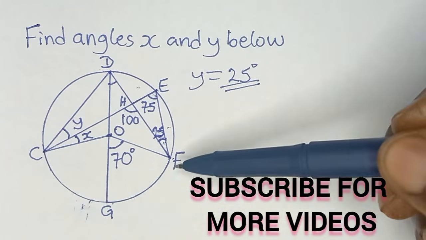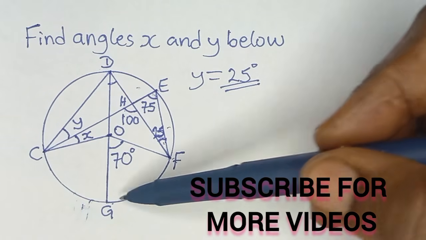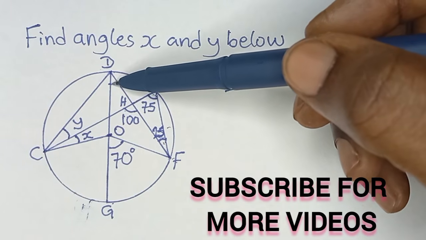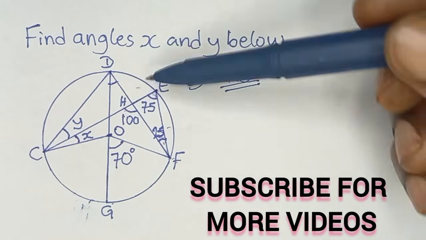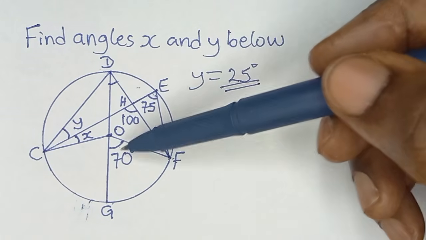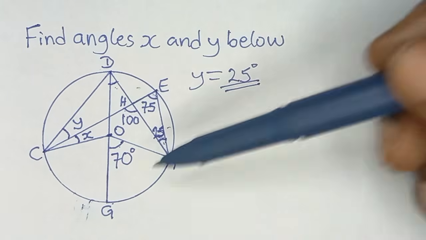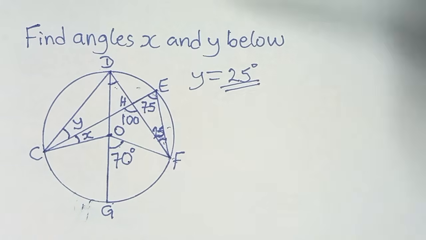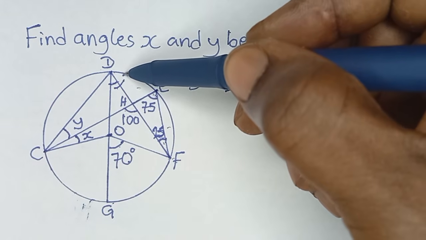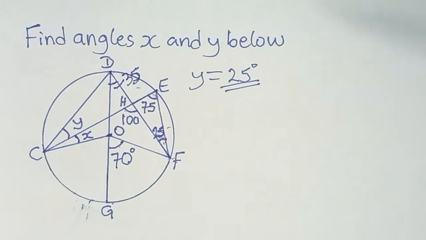Don't forget, from G and F, this one goes to the center to form 70 degrees. From the same G and F, I have this one going to the circumference at D to form this angle. So the theorem to apply is that the angle at the center is twice that at the circumference. If we know this one at the center as 70 degrees, then to get this one at the circumference, we simply say 70 divided by 2. And that will give us this angle at the circumference as 35 degrees.